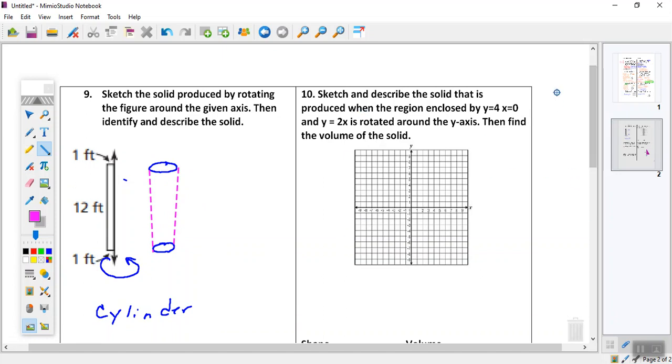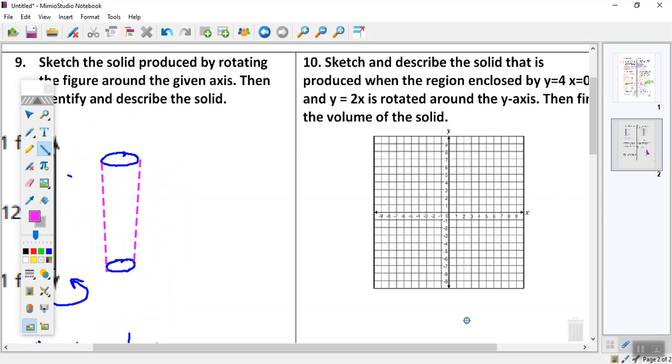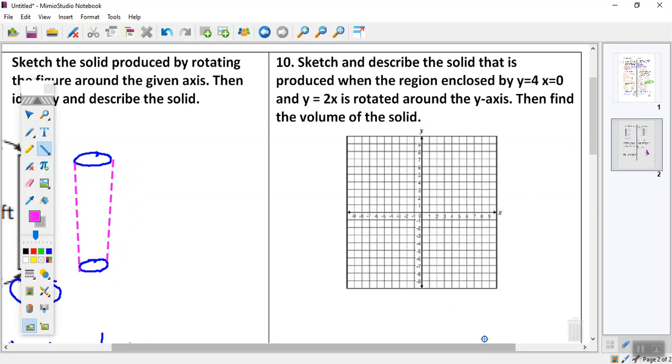Okay. Guys, number 10. I want to pay some attention to number 10 here. I think there are some important concepts in here. I'll blow this up a little bit so I can see it better. First thing it says to do is sketch and describe the solid that is produced when the region enclosed is bounded by certain lines.